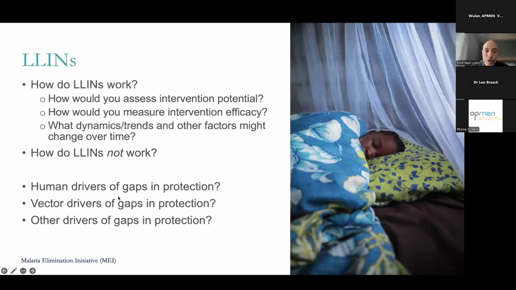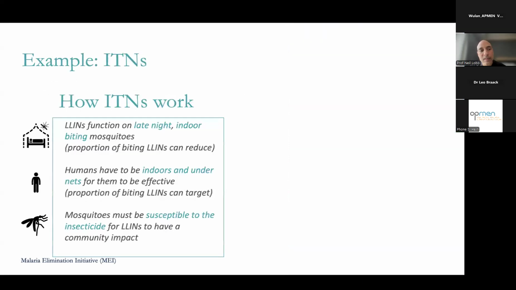What are the human drivers of gaps of protection, the vector drivers of gaps in protection, other drivers of gaps in protection? So I'm asking you, whatever your intervention is and whatever you're working through in your country with your position, ask yourself these questions so you can think about this comprehensively. And now the same exact set of questions, pretty simply.